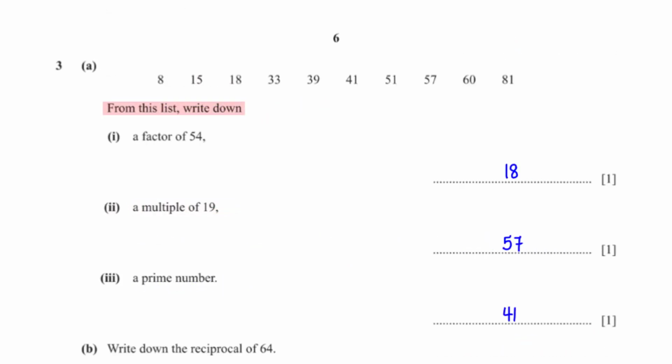From this list, write down a factor of 54. From the list, 18 is a factor of 54. This means 18 divides 54 completely with no remainder.